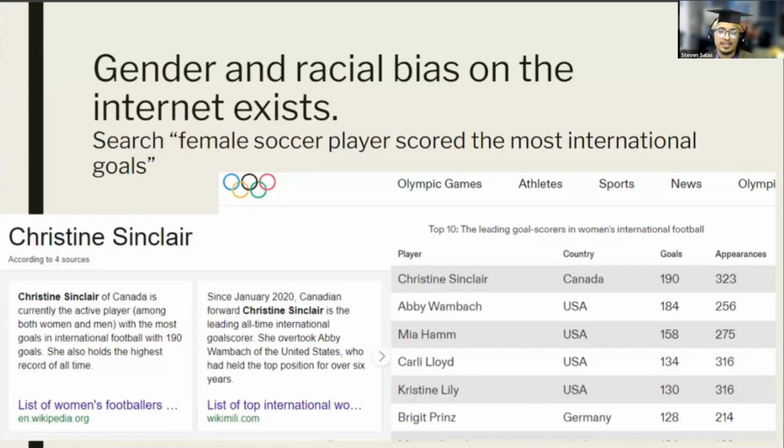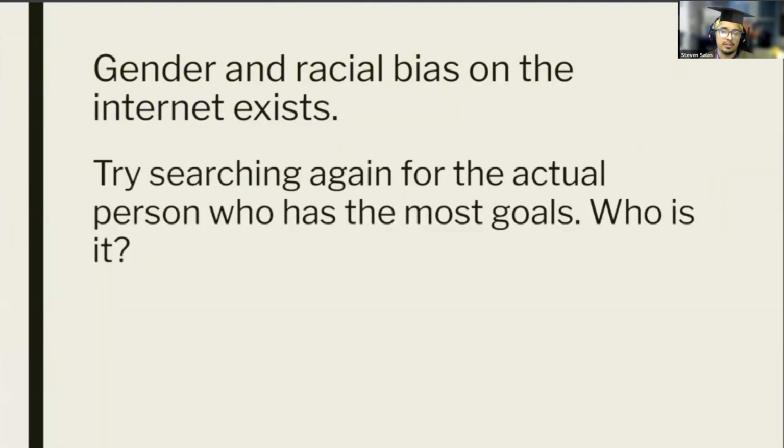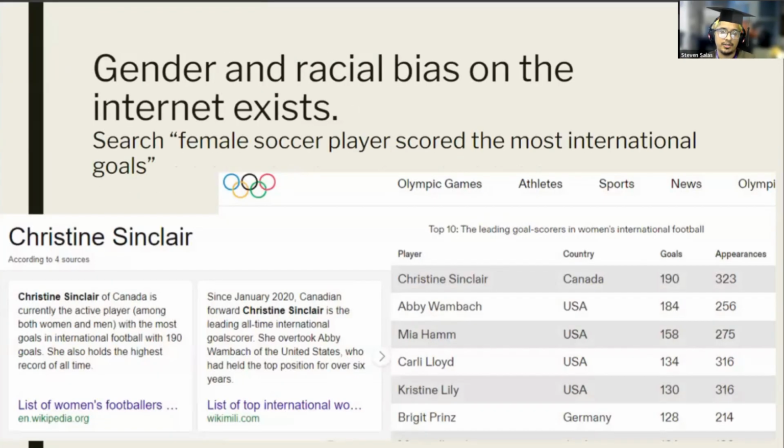I put in quotes what exactly you have to type in to get the correct answer. It might be a little different than what you put in, but I had to search "female soccer player scored the most international goals." Then I got Christine Sinclair. When I typed in "soccer player," it always gave me, oh my God, what's his name? Cristiano Ronaldo. So if you can get the wrong answer by asking such a simple question of Google, then imagine when you're actually trying to find information for your paper. You're more than likely going to get wrong information.